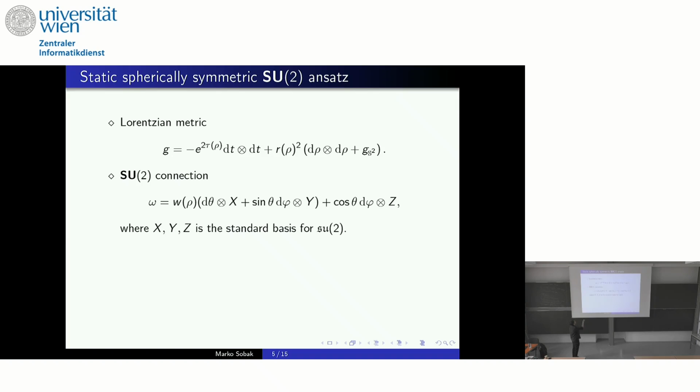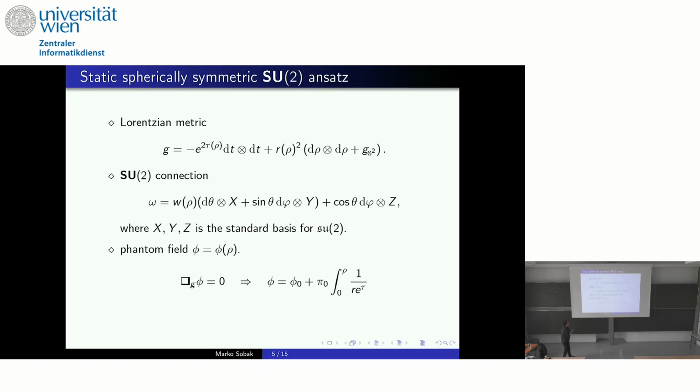You can play this game not only for spherical symmetry. You can have other types of symmetries on your manifold, and then you can still get a full classification of connections with symmetry on bundles with symmetry. Finally, for the phantom field, as I said, we assume that it's static and spherically symmetric, which just means that it depends only on the generalized radius rho.